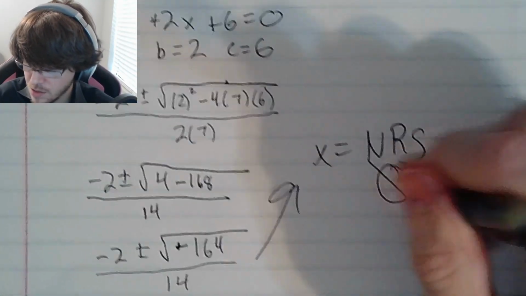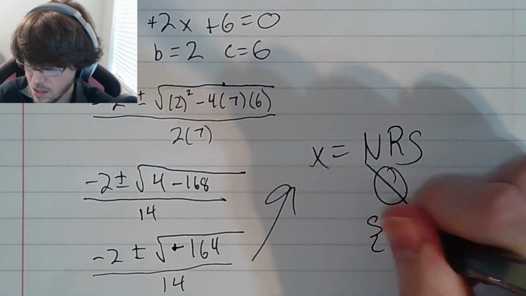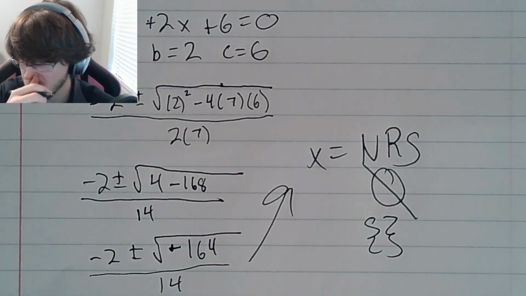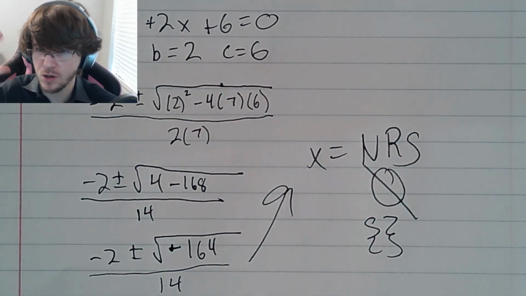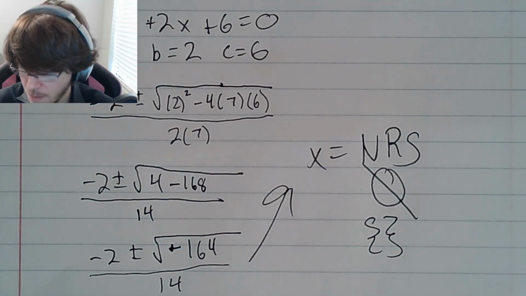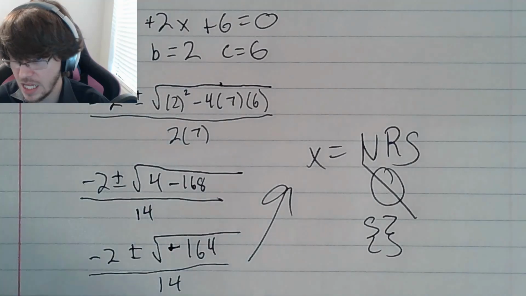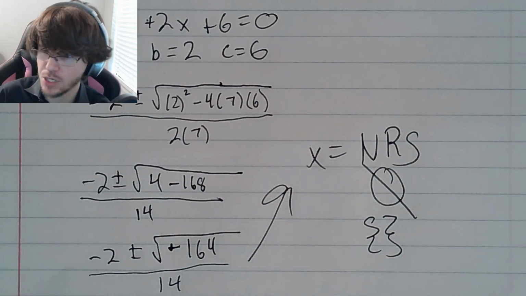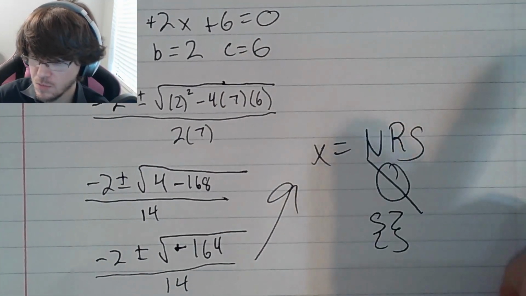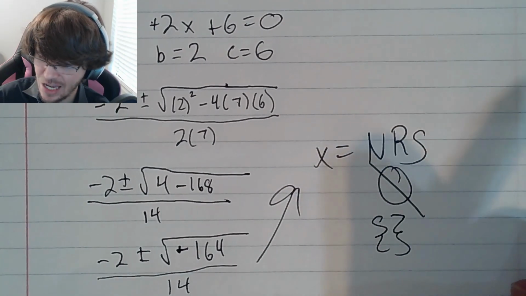Remember, you can also write 0 with a little slash through it. You can write the cute little curly brace that means no answer. You could write out the words no real solution. But the point is, we're actually done with the problem early because we have a negative in the square root. Negative square root, we're done. No more work can be done. Moving on to the next page.